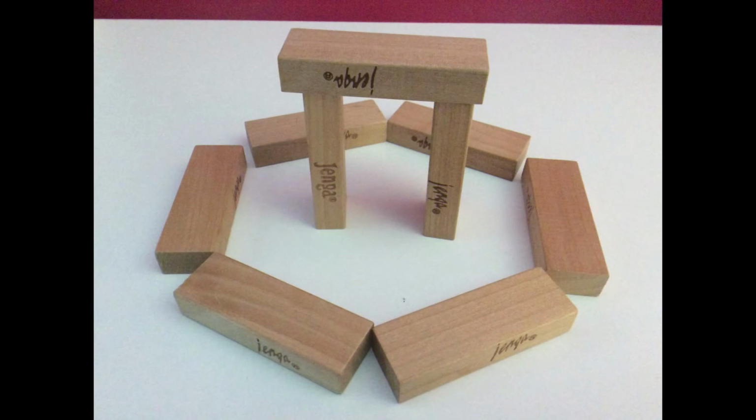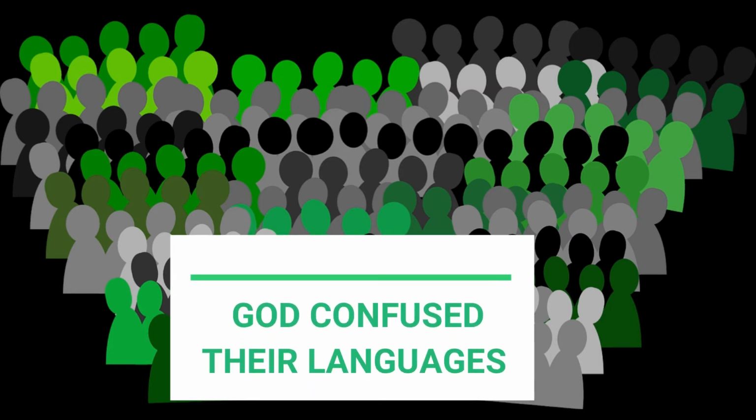Ask your students how difficult it was to build their tower without talking, and then follow up with why God decided to confuse the people's ability to communicate by giving them multiple languages.